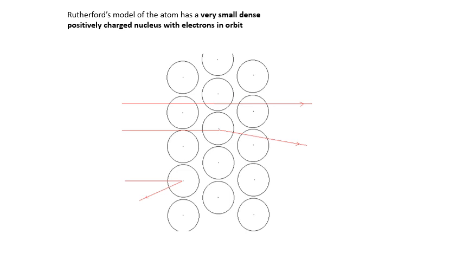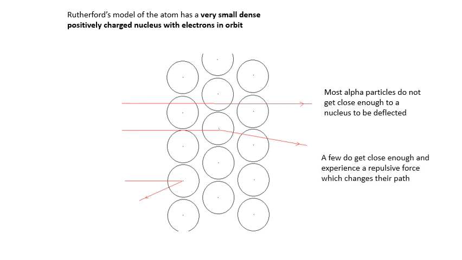Now, does this explain the evidence? Yes, it does. Most of the alpha particles don't go anywhere near a nucleus, so they just go straight through. The electrons aren't going to do anything to the alpha particles, so most of the alpha particles just go straight through.